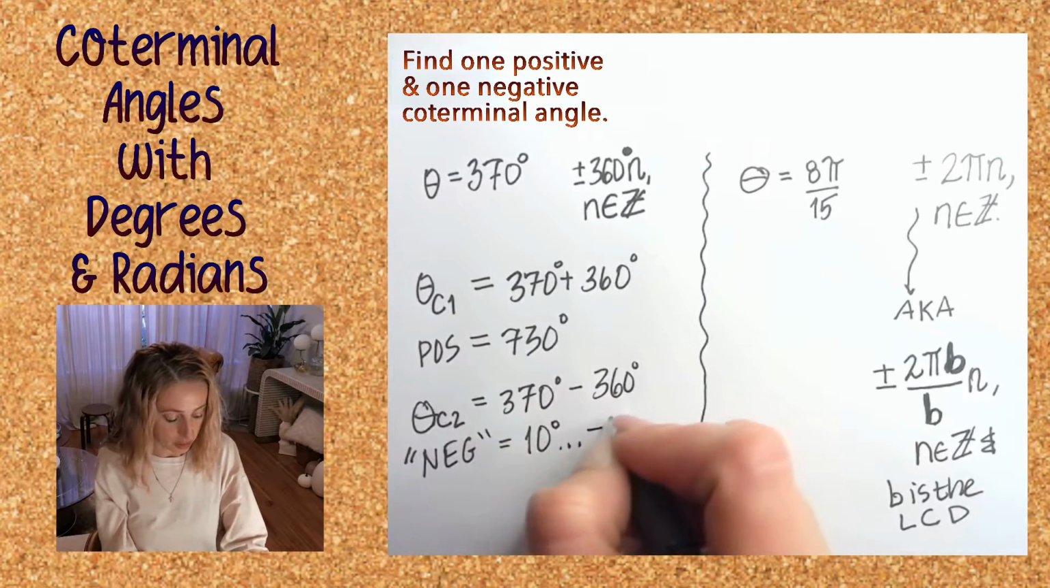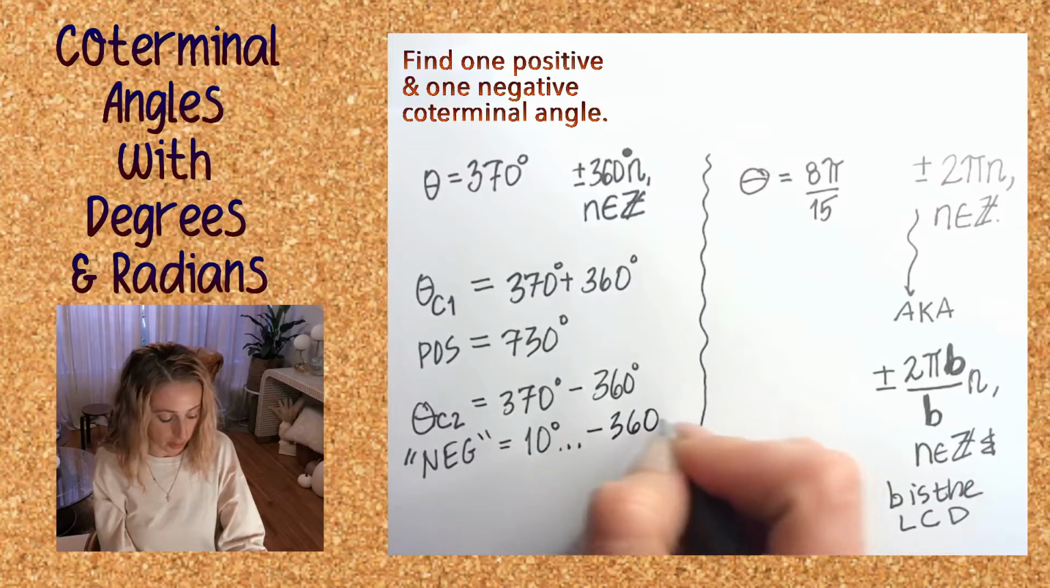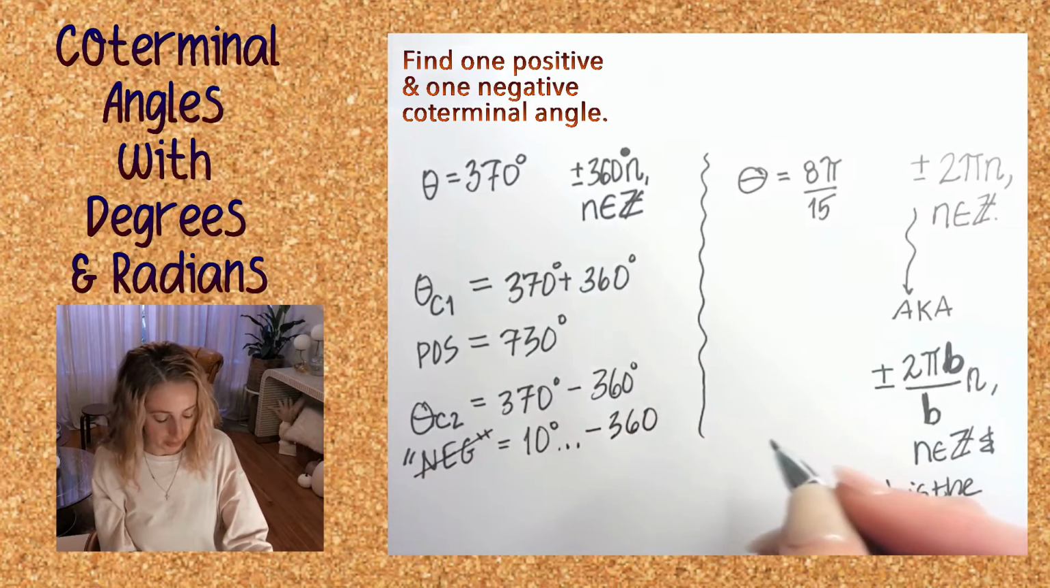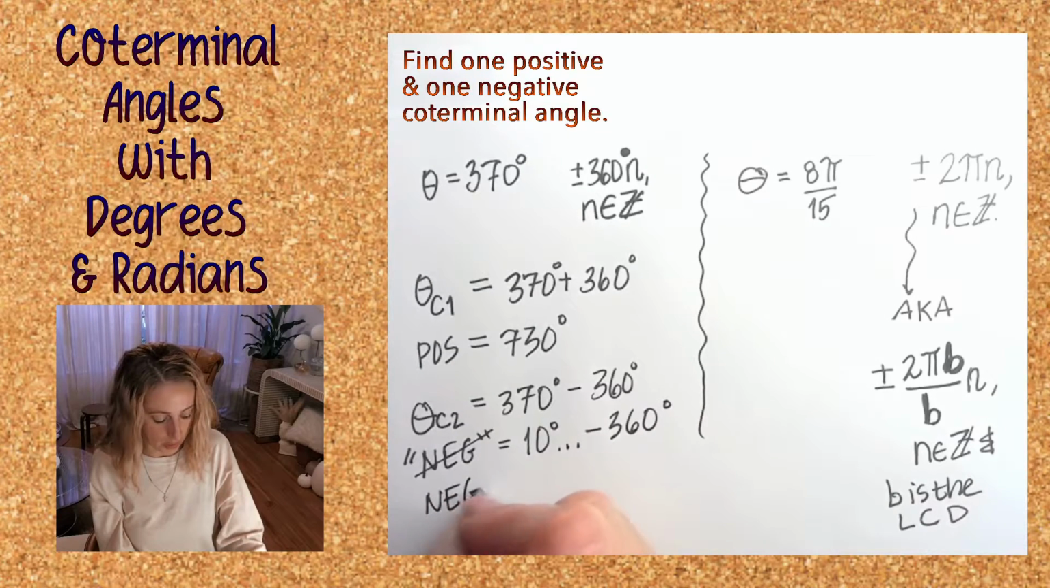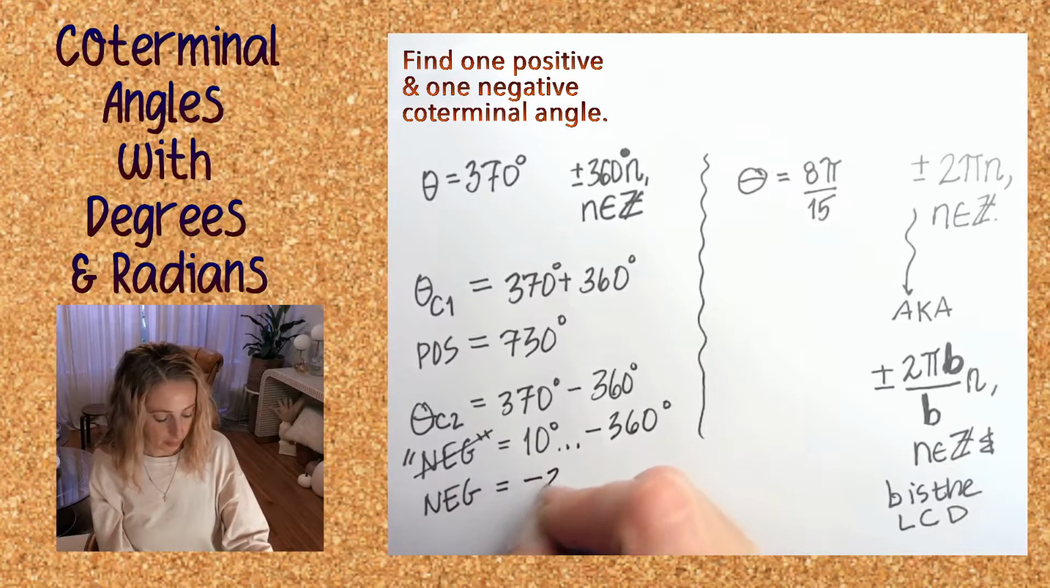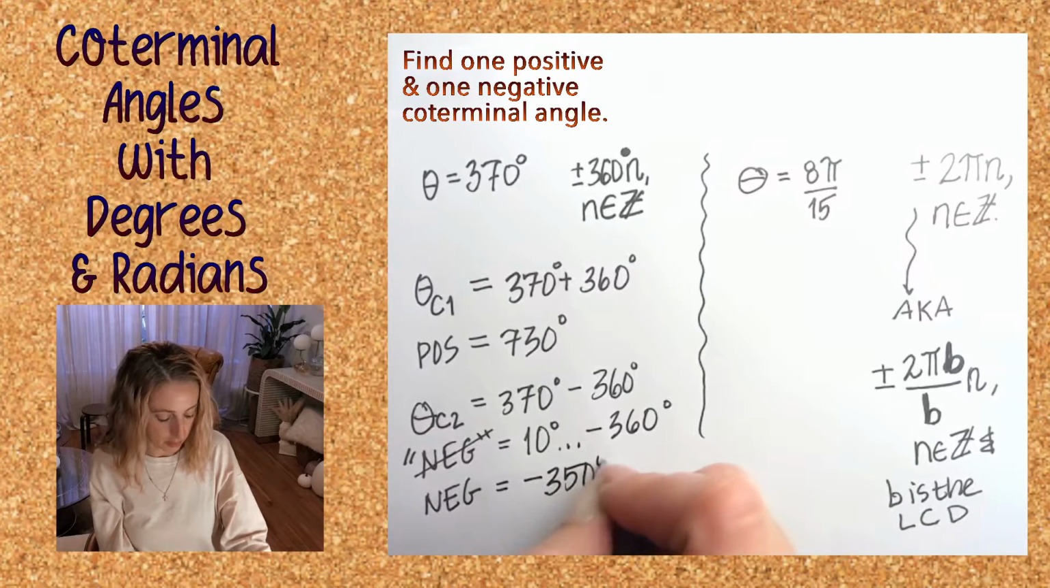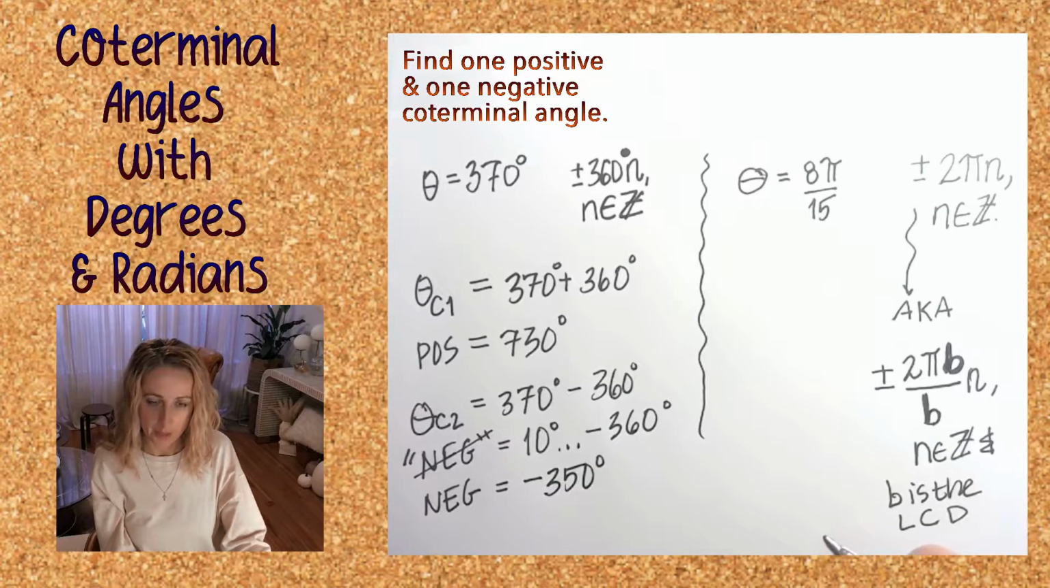We're not there yet. Just subtract again. That's actually another positive, right? So we're not there yet. Subtract again. Now, hello, negative 350 degrees. And there you go. Okay?